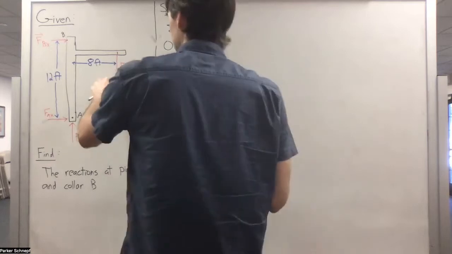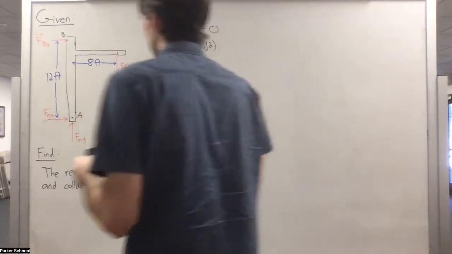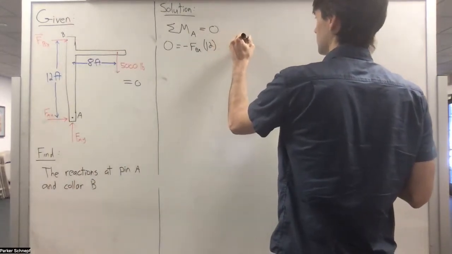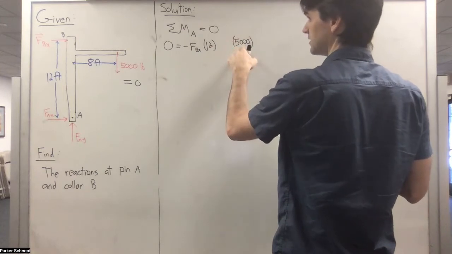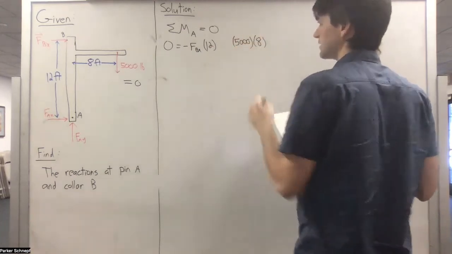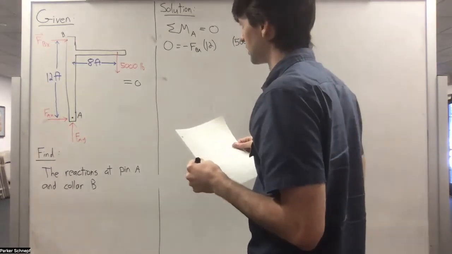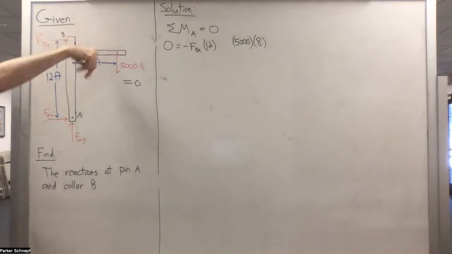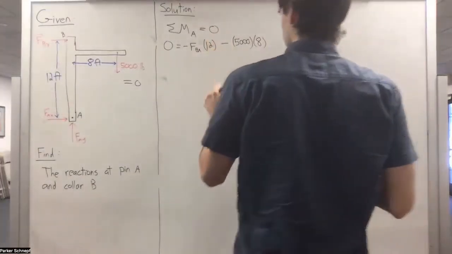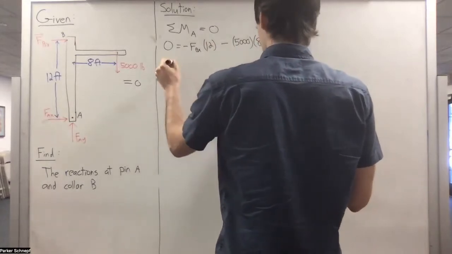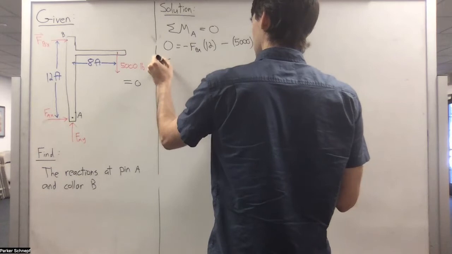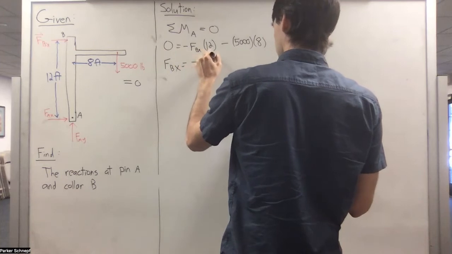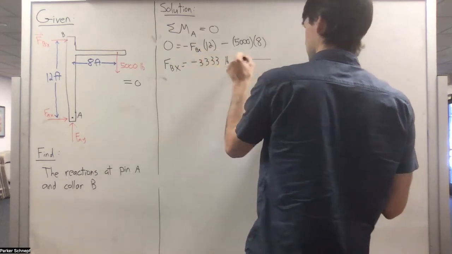And then we also have to include the moment caused by this guy. So we have 5,000, the force in the y direction, and the distance in the x direction is 8. Is that going to be positive or negative? If we do the right-hand rule again, we're going to see that's going to cause a negative twist. So it's going to be a negative. When we solve for F_dx like this, I'm going to trust that you can do the algebra here. F_dx is going to be minus 3,333 pounds.